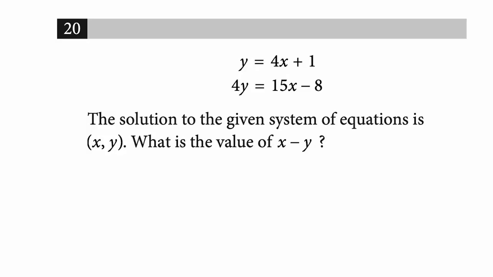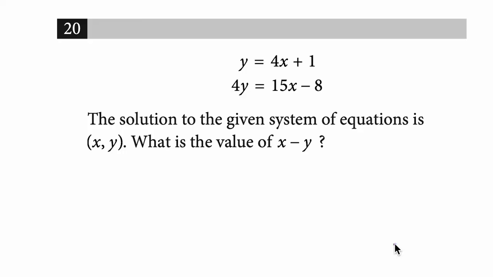This is a very interesting question. The first equation is y is equal to 4x plus 1, and the second equation is 4y is equal to 15x minus 8. The solution of the given system of equations is (x, y), that means the coordinate pair which satisfies both the equations. What is the value of x minus y?